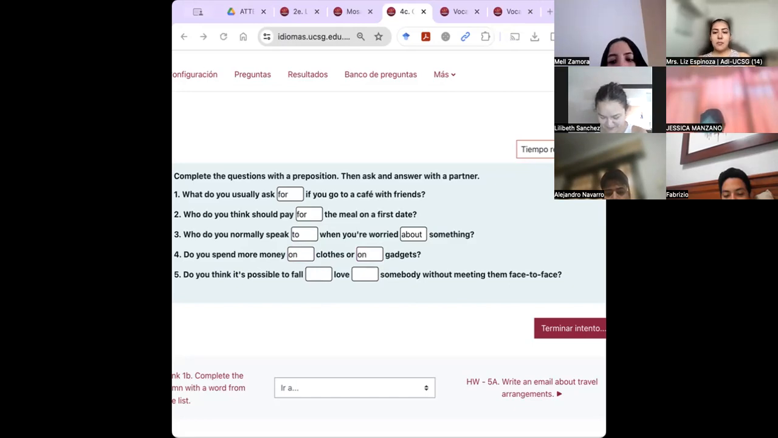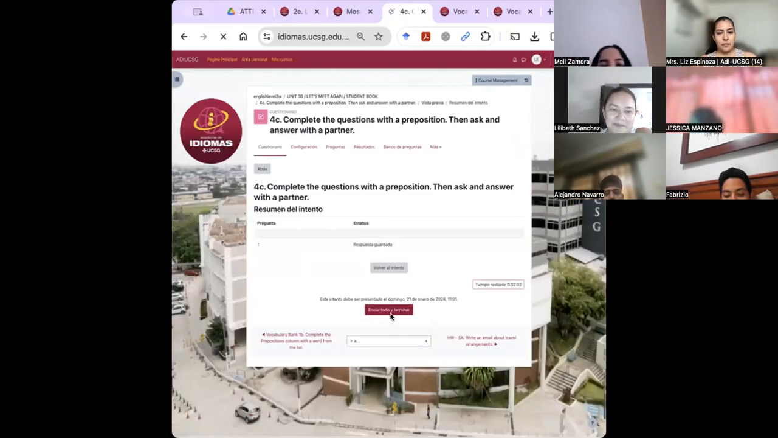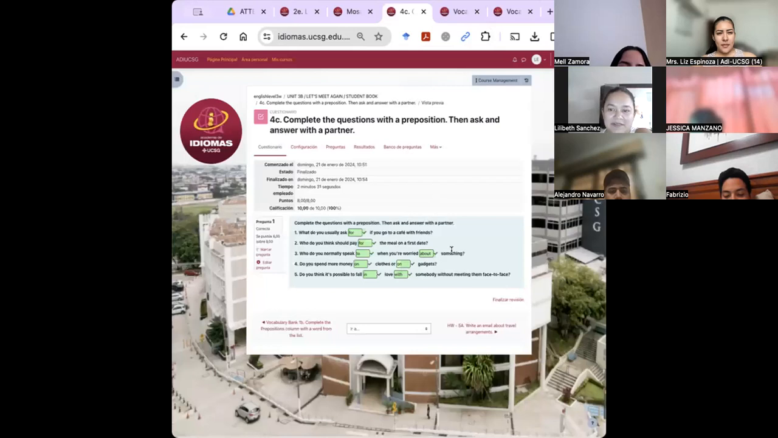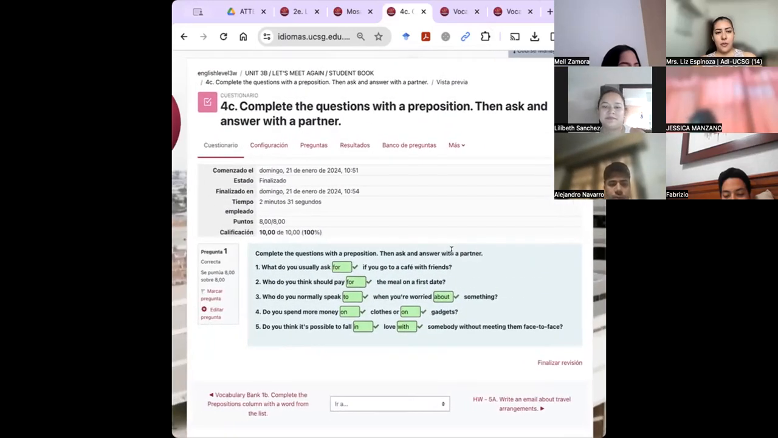5. Do you think it's possible to fall? This is something that you already know by memory. In. In love. Fall in love. With. With somebody without meeting them face to face. That is nowadays love. Okay. Let's confirm. Great. Very good. All of them okay. Please go and answer, please. Go, go, go.